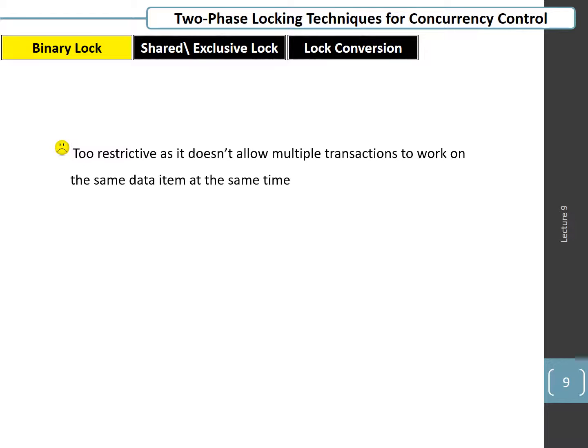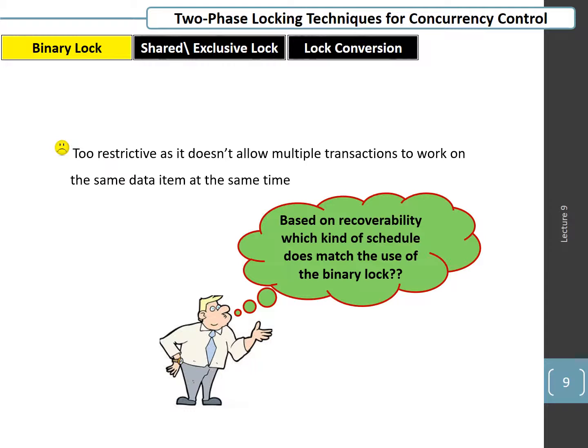Based on serializability, which kind of schedule matches the use of the binary lock? For sure, a strict schedule, because it doesn't allow multiple transactions to work on the same item, as I said before.